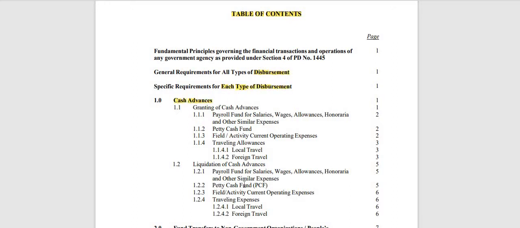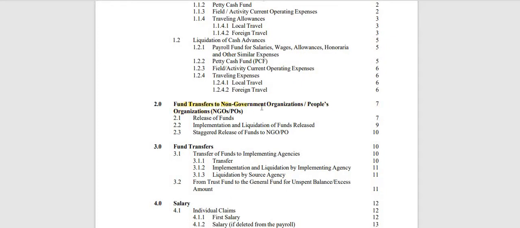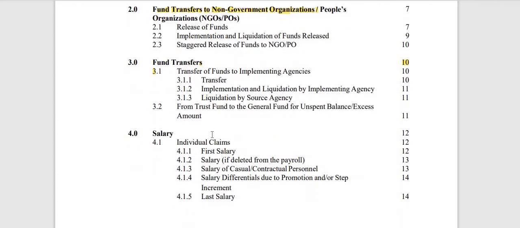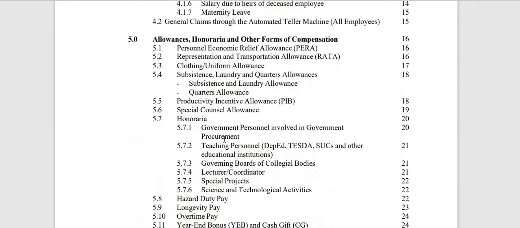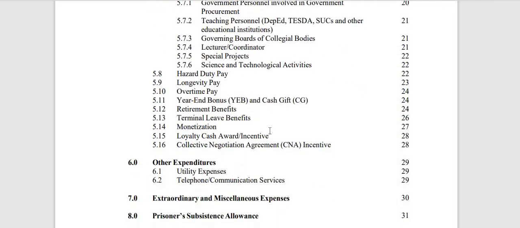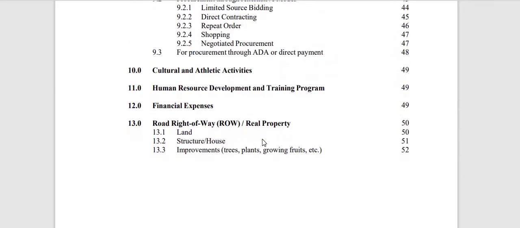So cash advance, fund transfers to non-government organizations, people's organizations, fund transfer, salary, allowances, honoraria. This COA circular is about the proper disbursement of a certain expenditure, a certain public expenditure. We will not discuss all of it.